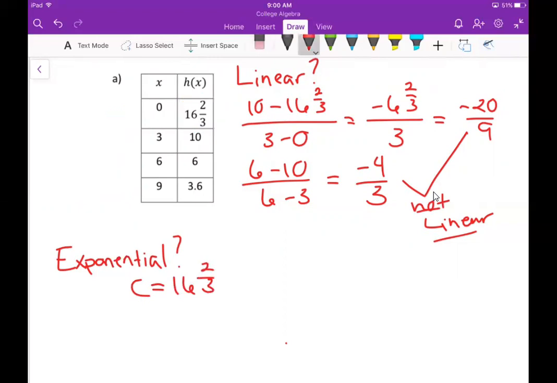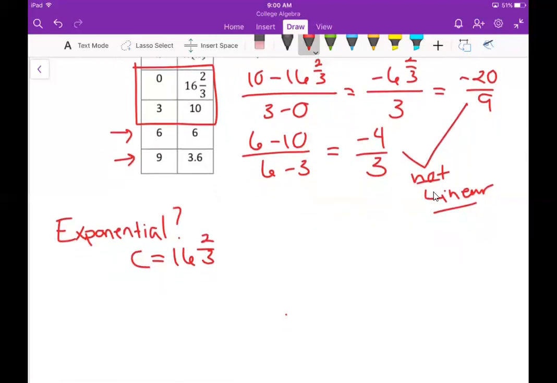We're going to come up with the exponential function between the first 2 points and then test the next two to see if they follow the exponential function defined by the first two. Okay, so we know c has to be 16 2/3. So what we're going to do is use an x value of 3 and a y value of 10 to come up with the a value.